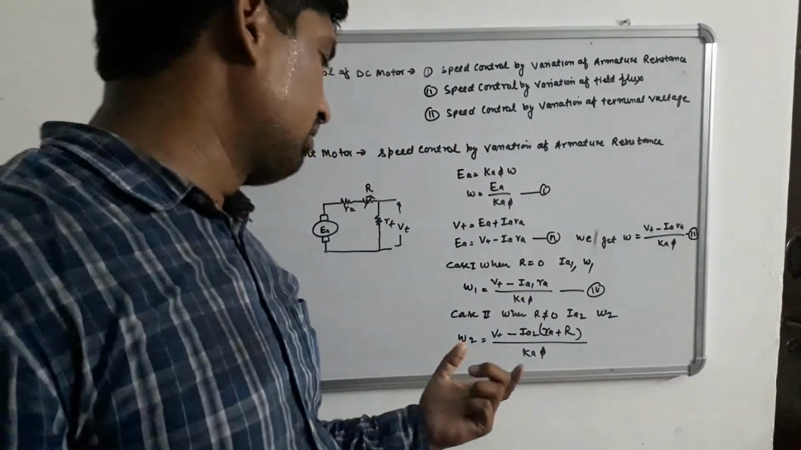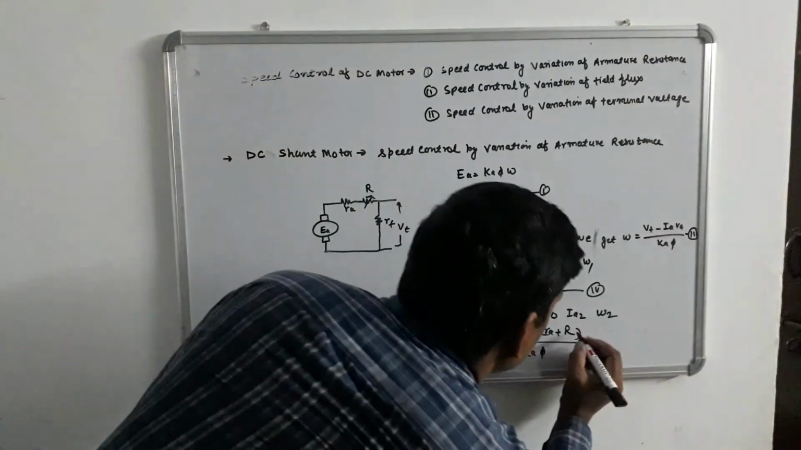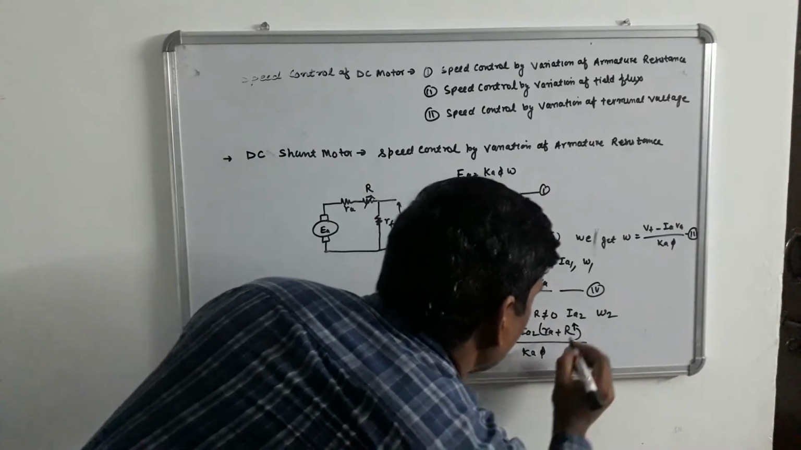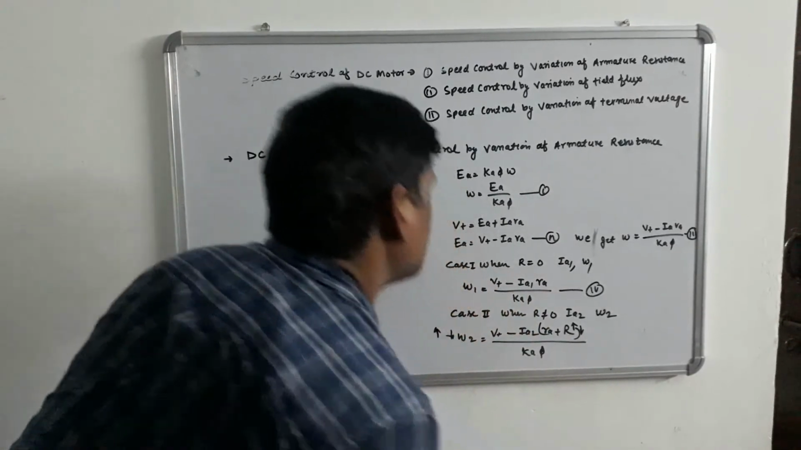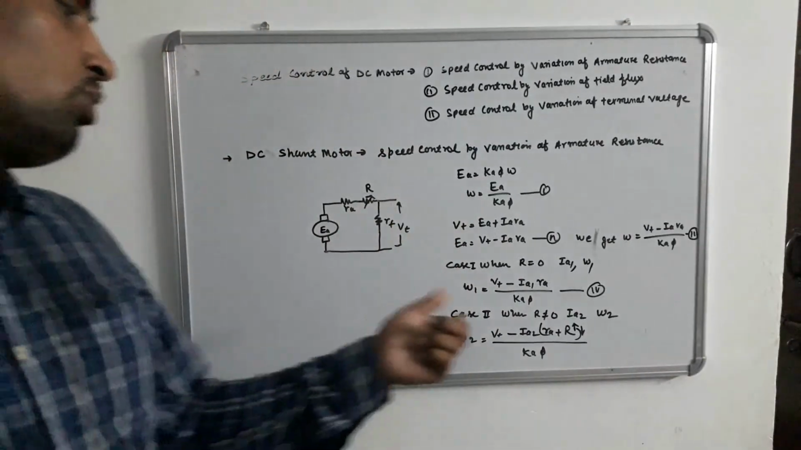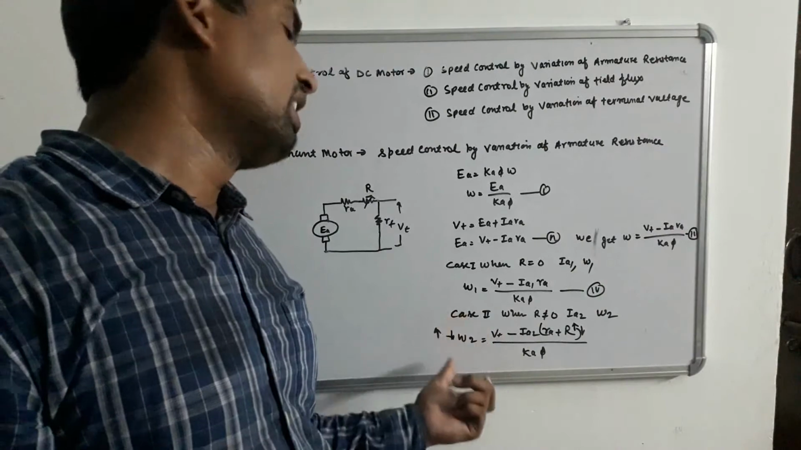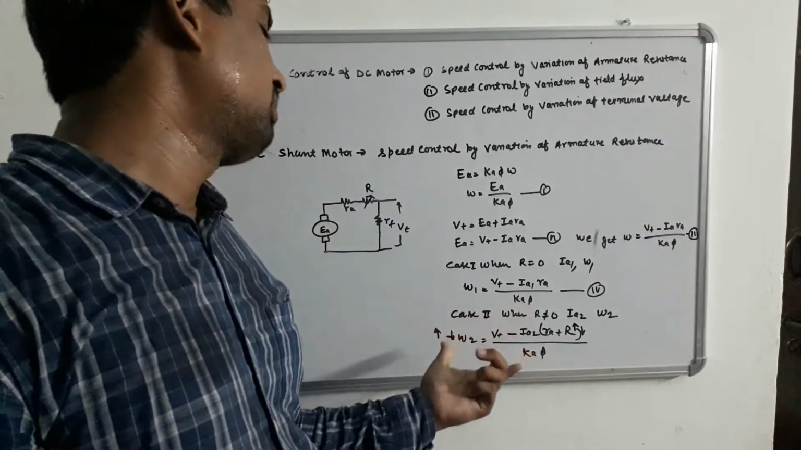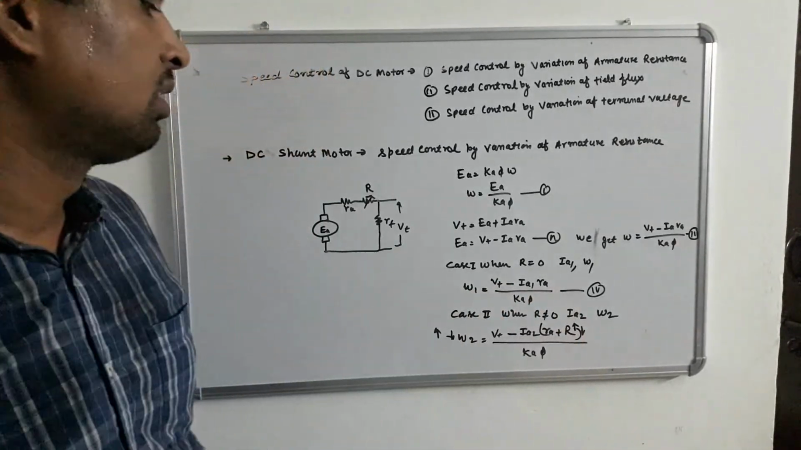If we look at this equation, if R increases, omega 2 decreases. If R decreases, then omega 2 increases. By controlling R, we can control omega 2. That means we are controlling the speed of the DC motor by controlling the external resistance value.